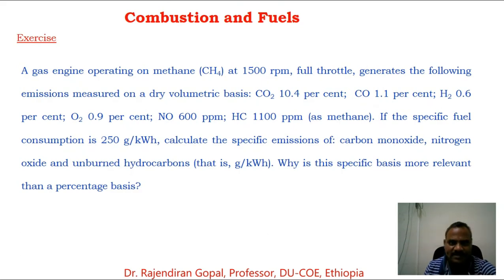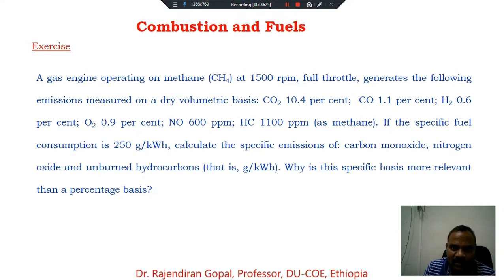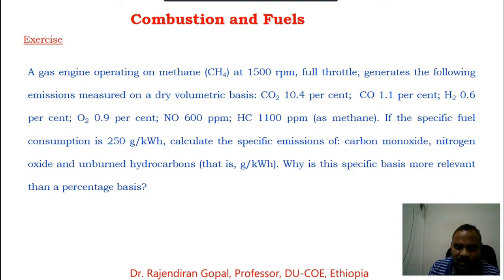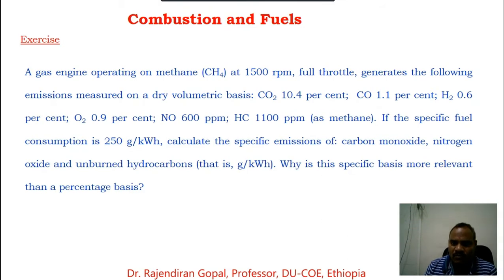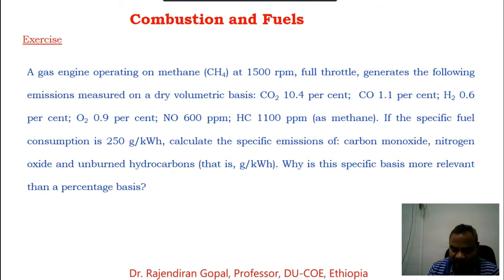Today we are going to discuss an exercise in a combustion field. It states that a gas engine operating on methane at 1500 rpm full throttle generates the following emissions measured on dry volumetric basis: CO2 10.4%, CO 1.1%, H2 0.6%, O2 0.9%, NO 600 ppm, HC 1100 ppm as methane.